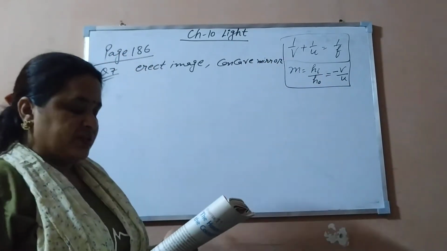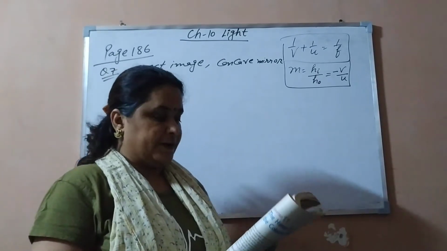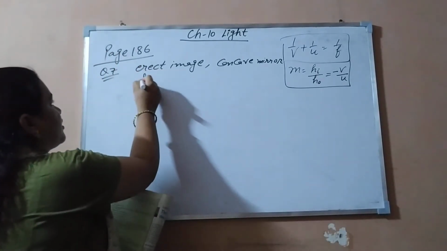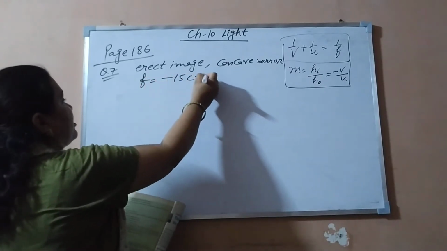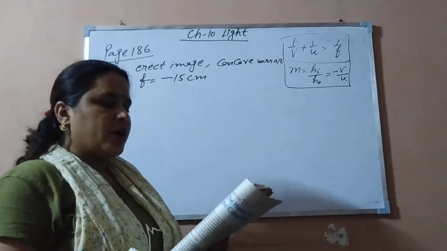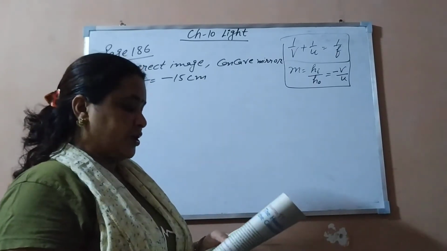And what is given after that? The focal length of the concave mirror is 15 centimeter. So according to the sign convention, we will take minus 15. Here we are not talking about solving the numerical, so later on we will use it accordingly.